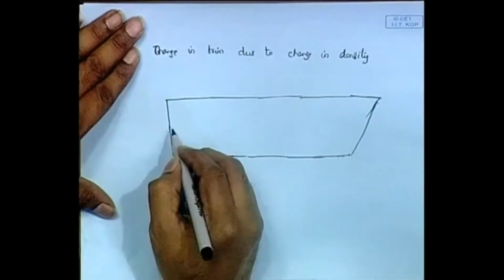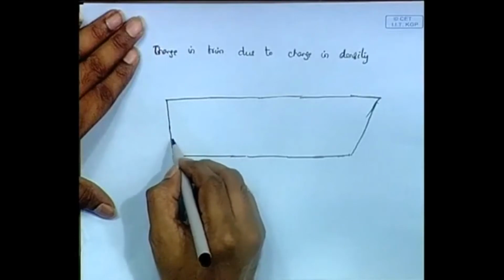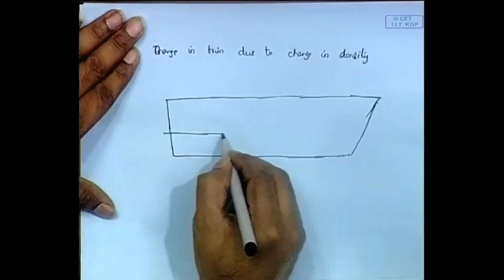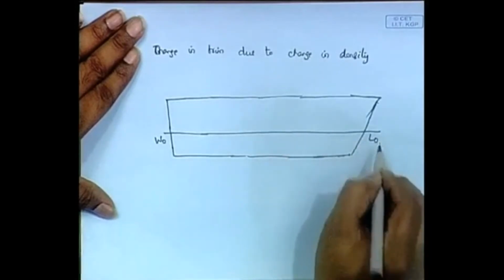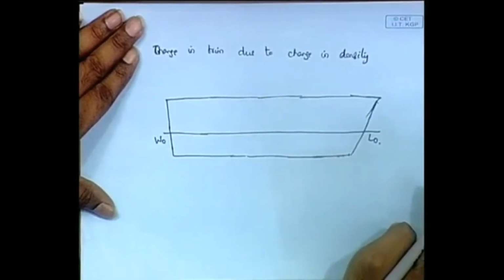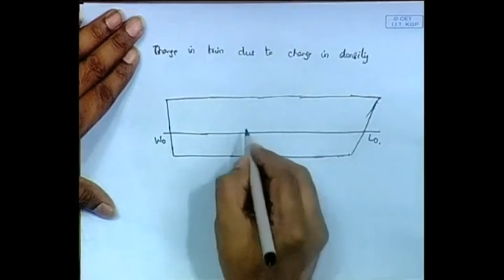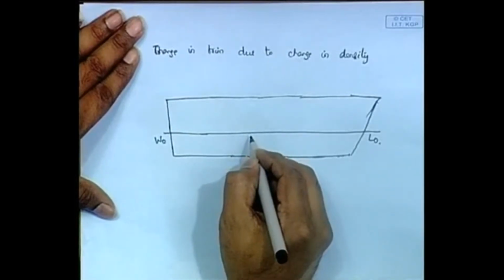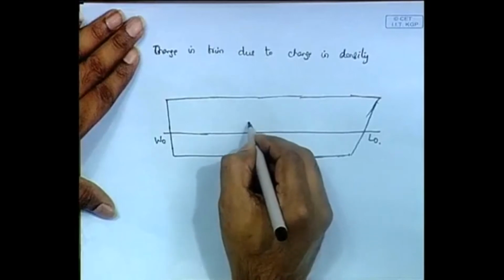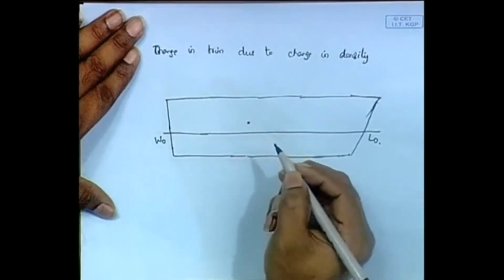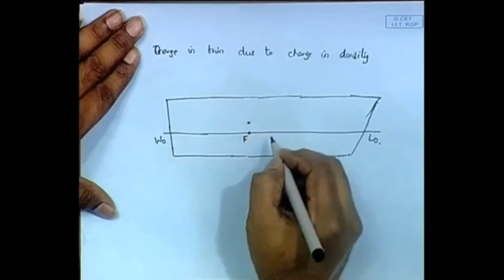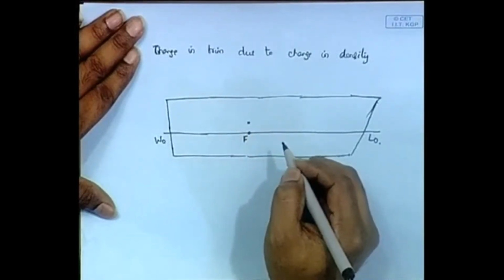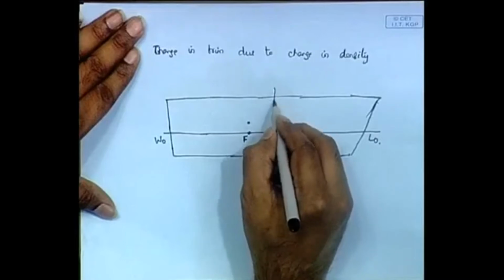Okay, now initially there is a water line W0 L0. This is the initial water line, and the ship has a center of flotation. Let's say it's here. Okay, this is the center of flotation. Initially, it's here, F. It's in this vertical line.